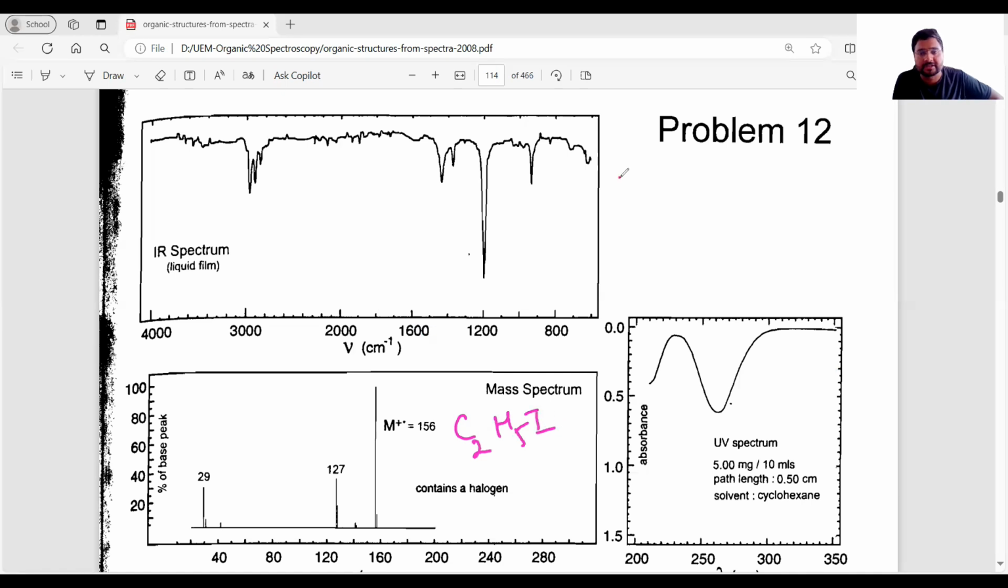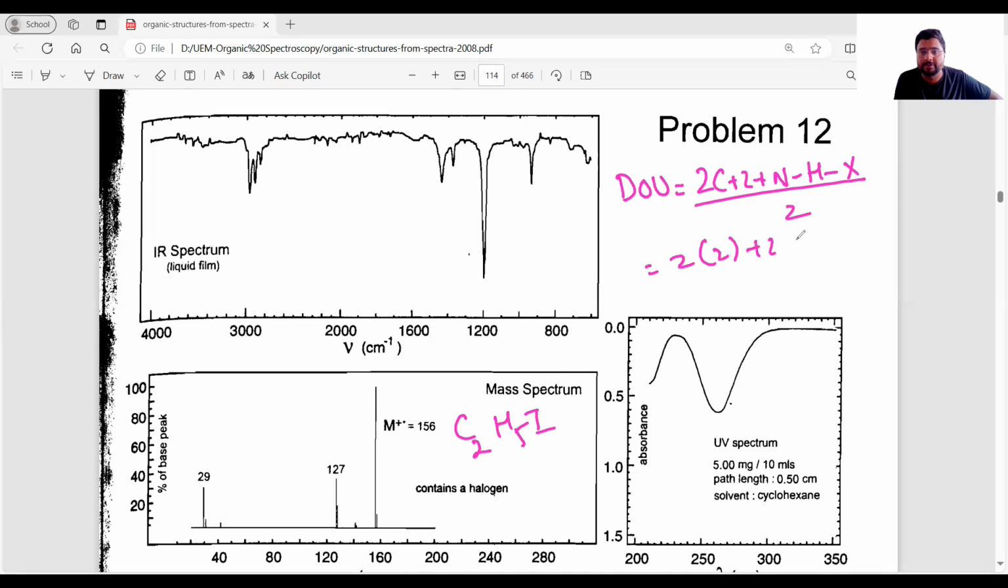So our first task now is to find out the degree of unsaturation. We find the degree of unsaturation using the same formula: (2C plus 2 plus N minus H minus X) divided by 2. So simply 2 remains as it is. How many carbon?